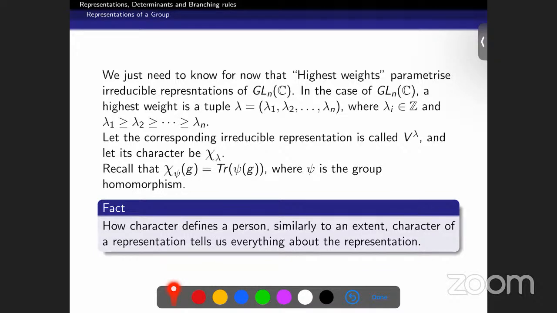So here, I'm again recalling the definition of what exactly is the character. The character was nothing but just the trace of that group homomorphism, right?